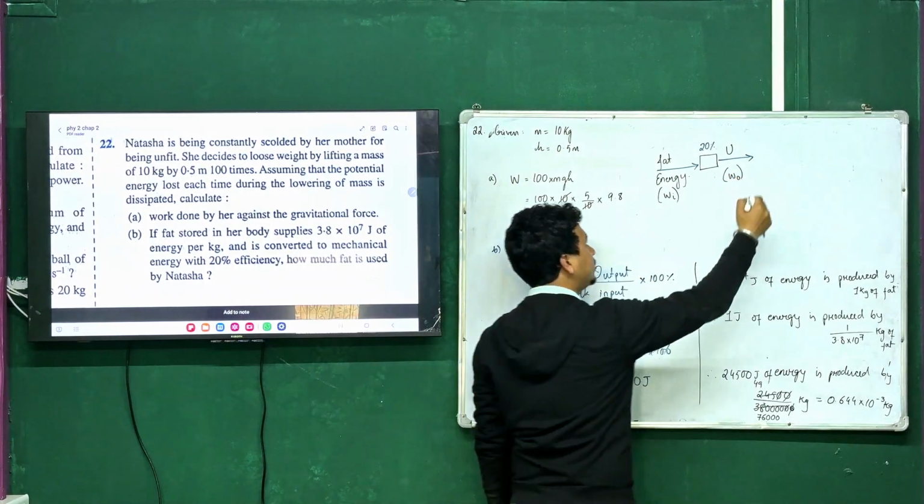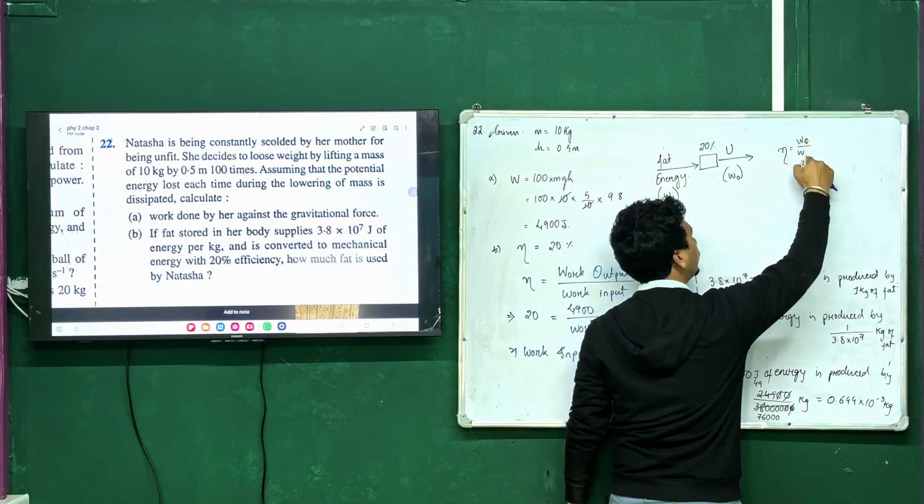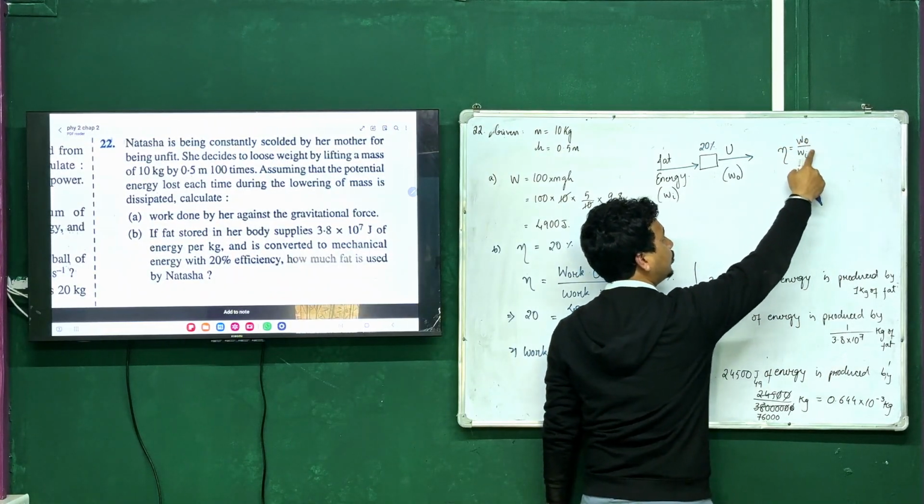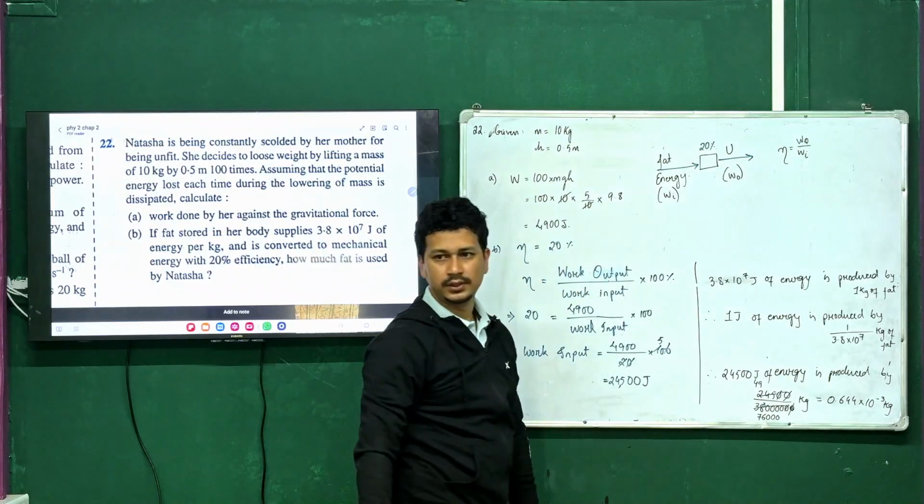And how do you define efficiency? Work output by work input. So efficiency is defined as work output by work input. You got this?